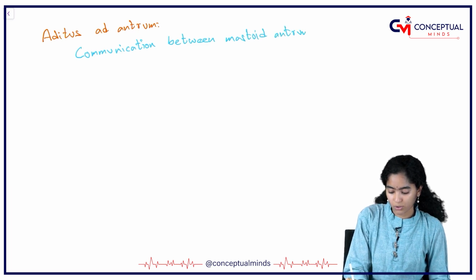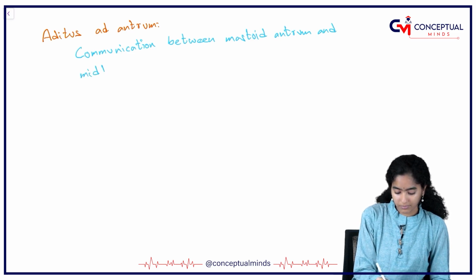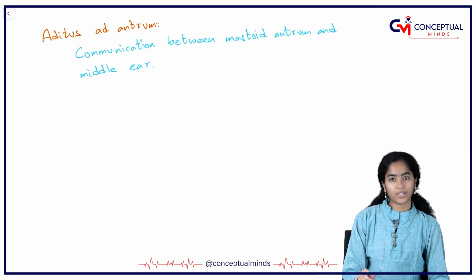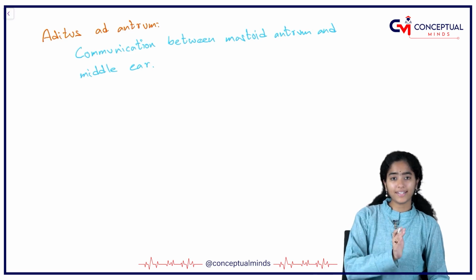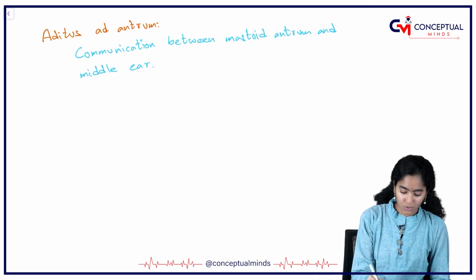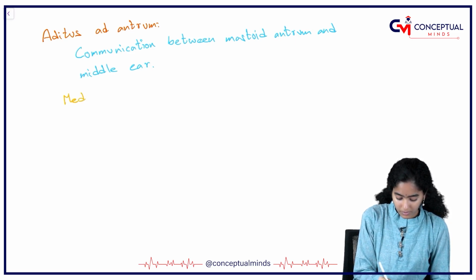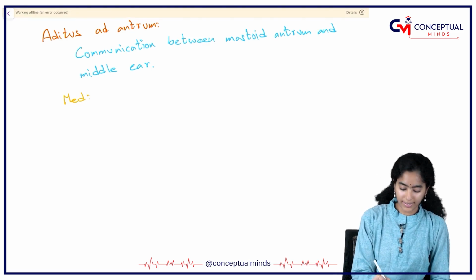Between the mastoid antrum and the middle ear cavity, the middle ear proper. Let us look into the boundaries of the Aditus ad antrum. On the medial side, the Aditus ad antrum has a bony prominence of the horizontal canal.